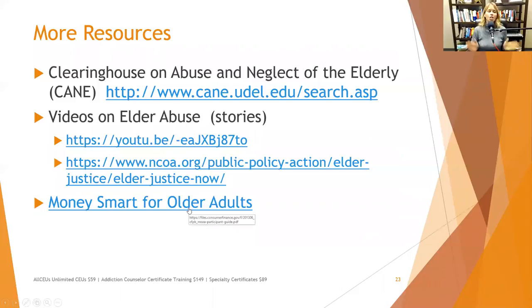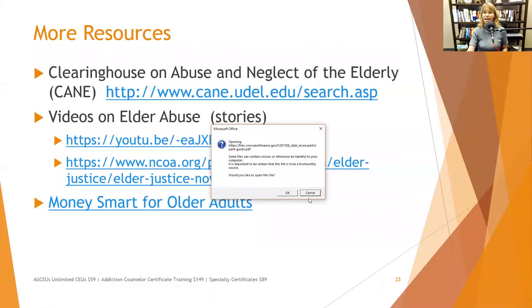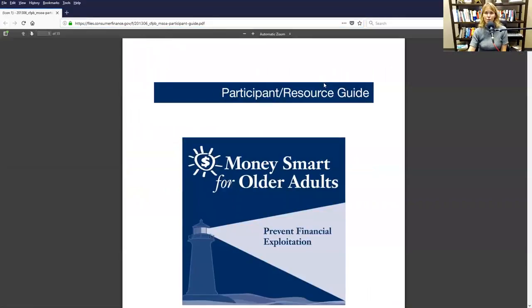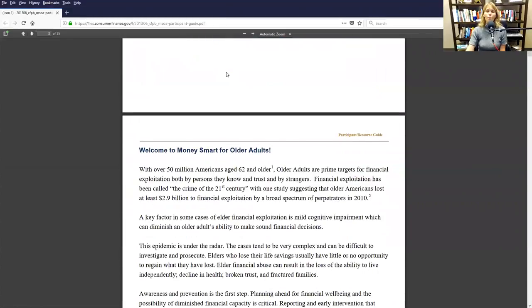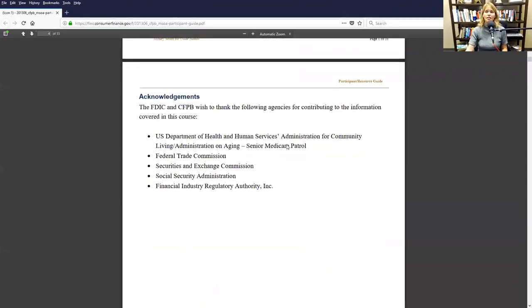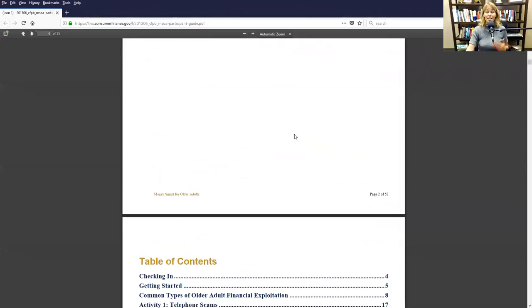And oh my gosh, Money Smart for Older Adults is an awesome course that can be put on by financial advisors to help older adults understand how to manage their finances. The participant resource guide is 55 pages. It's not a short thing, but banks can put it on. Financial advisors can put it on. Clinicians can be trained to put it on.